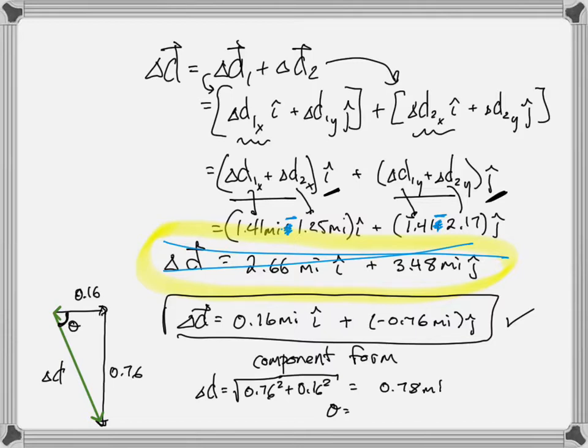Okay, anyway, theta from the triangle I chose is the inverse tangent. Do it for yourself to figure this out if you can't see it, but it's the inverse tangent of the opposite over the adjacent. So that is theta, 78 degrees. So this is 0.78 miles, and this is 78 degrees.